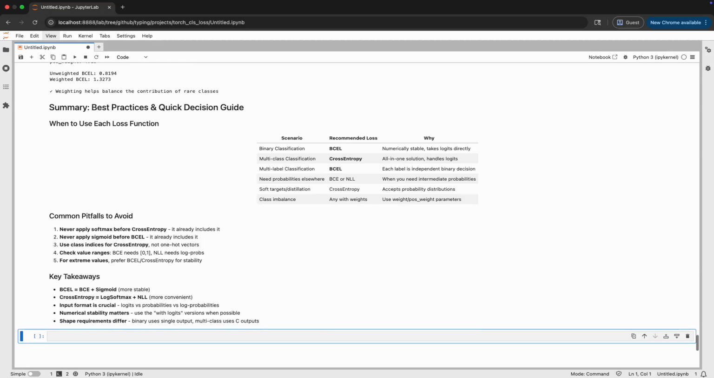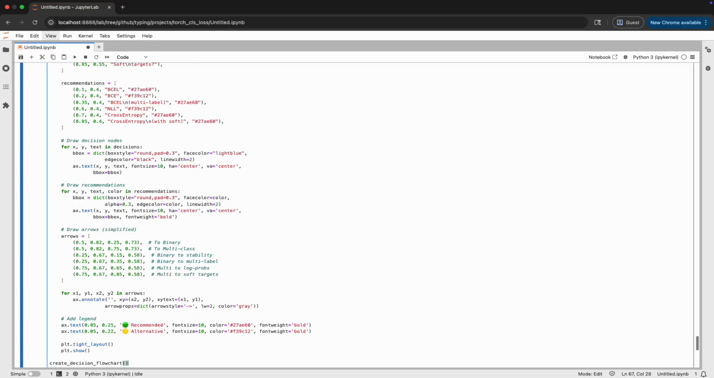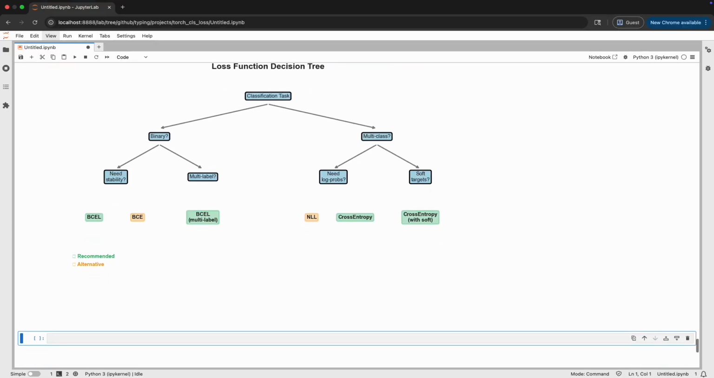I'm creating a visual decision flowchart to help you choose the right loss function for your task. This decision tree will guide you through the key questions to ask when selecting a loss function. Starting from your classification task, you first determine if it's binary or multi-class. For binary tasks, consider if you need numerical stability, then BCEWithLogits is recommended, shown in green. For multi-class tasks, if you need log probabilities separately, use NLL, otherwise CrossEntropy is the recommended choice. The green boxes indicate recommended options, while yellow shows alternatives.